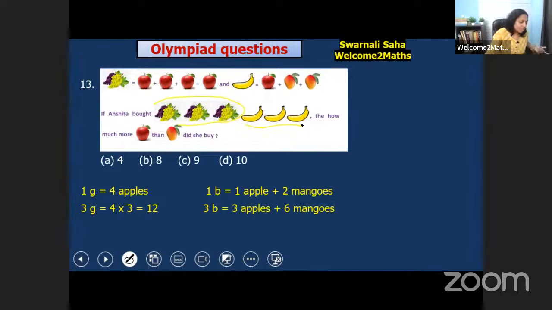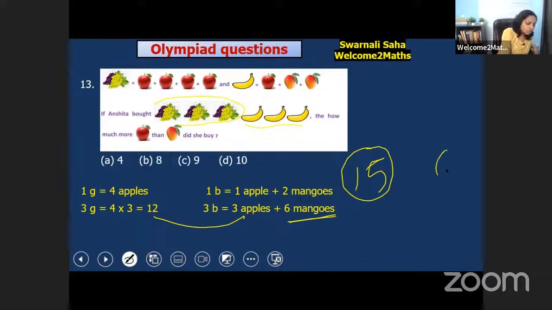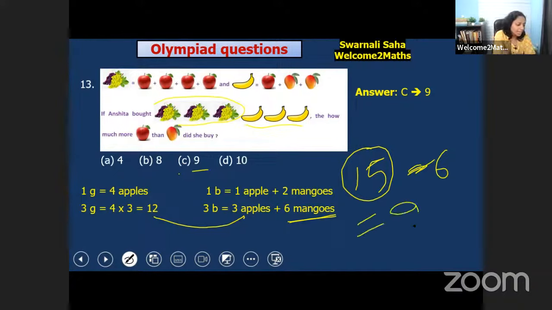Our question is how much more apple than mango did she buy? So we have 12 plus 3, that is 15 apples, and 6 mangoes. We have to subtract 6 from 15. So 15 minus 6 is 9. Our answer would be 9. Not 10. You said 10, but 10 is not right. 9 would be the right answer. C would be the answer.